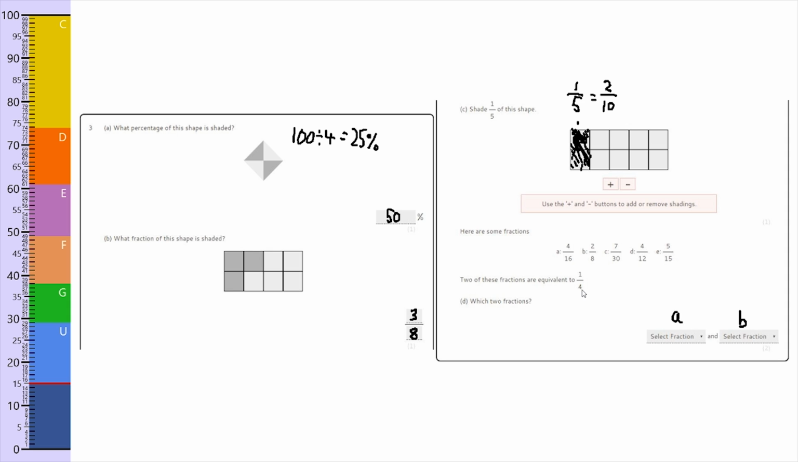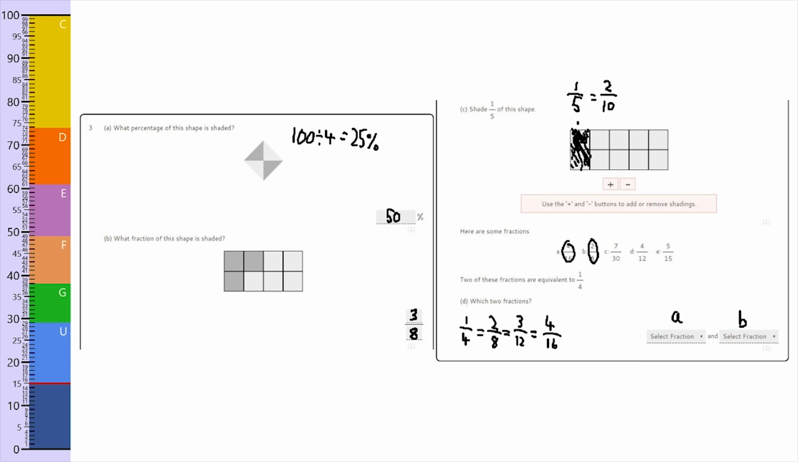Okay, if you have a question like this, and you're really stuck on it, what you might want to do is just times top and bottom by 2, times the top and bottom here by 3, times the top and bottom at the start by 4, and you can just write out all the different fractions that are equivalent to a quarter. And if you have a look here, both of those are on the list there.